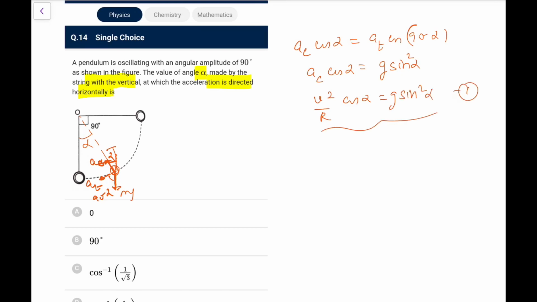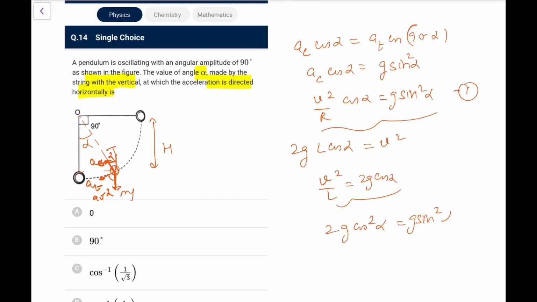Now from the energy analysis, the height it has lost, this height h, is basically L cos alpha. So L cos alpha into 2g would be equal to V square, because we know V square is 2gh. So what is V square by L? From here I can write it as 2g cos alpha. Substitute it here, and we get 2g cos square alpha equal to g sin square alpha. That is what I'm getting.